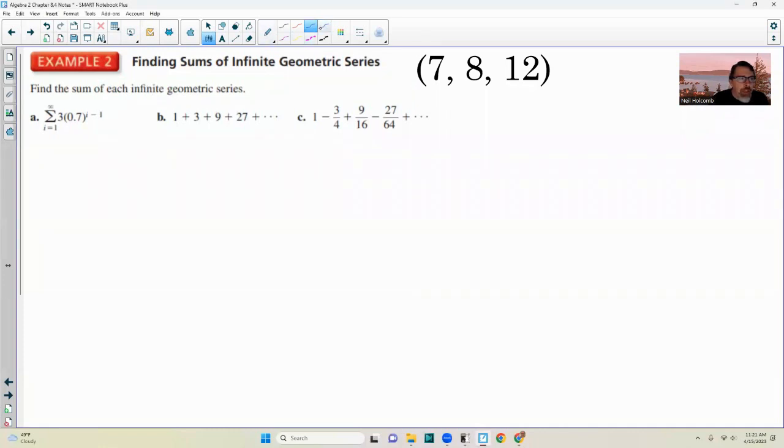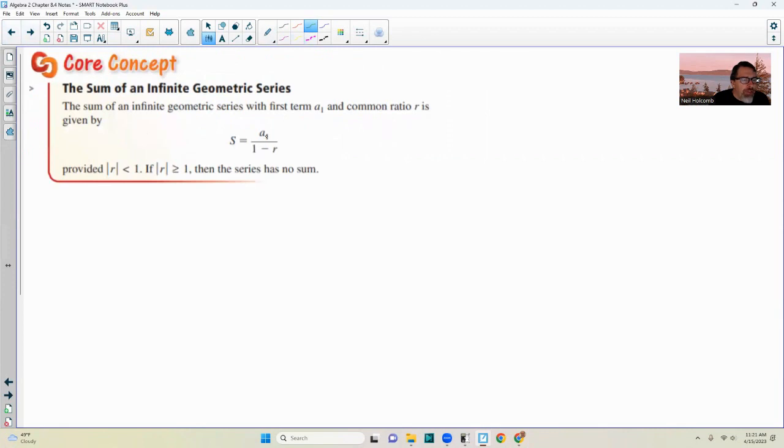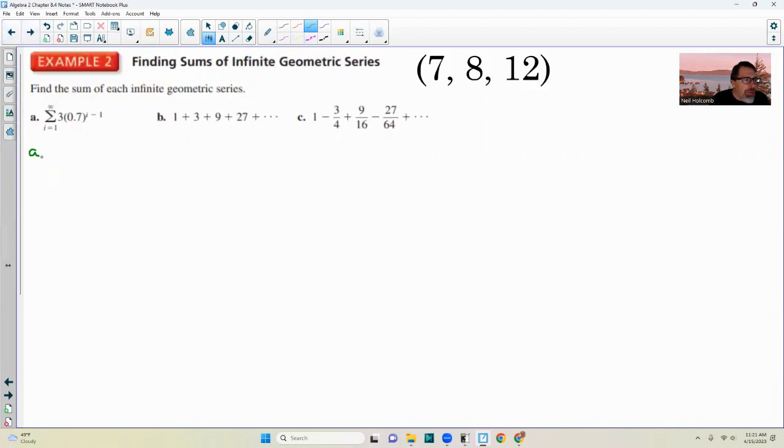Okay, so here is example 2, and we're going to find the sum of infinite geometric series. And so here is A. So what do we need? Well, if I go back to here, we need the first term and we need to know the common ratio. So what is a sub 1 and what is r? That is the question. Well, the common ratio in a geometric series, in this case, the way it's set up, is what's in parentheses here. It's what is taken to the power. So our common ratio is 0.7.